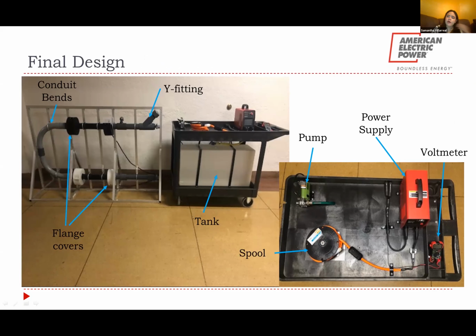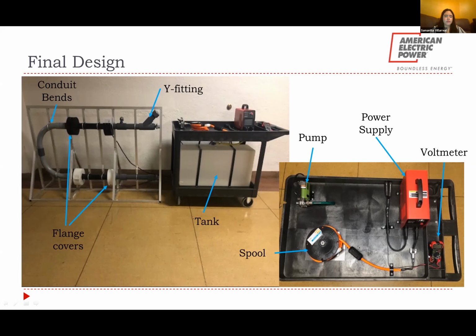To give you an idea of how these two components work together, I'm going to go through the steps of the system for the electroplating process in our final design. First, the solution is pumped into the system from the top valve, and once the system is full, the cap on the Y fitting is removed, and the orange electrode that you can see on the spool is inserted into the system, and measurements are taken with the voltmeter in the two sections in between the flanges.